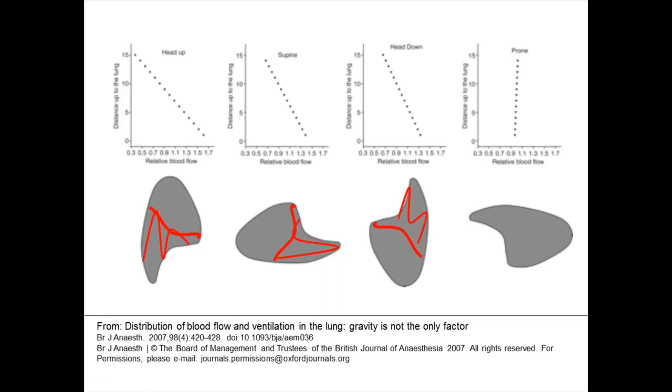There is actually an interesting study done in baboons, in monkeys, to evaluate the impact of change of position on the blood flow. So we have in this graph the blood flow and the distance to the top of the lung. So the head is up in this position, and you have the bottom part of the lung and back part of the lung is more well perfused.